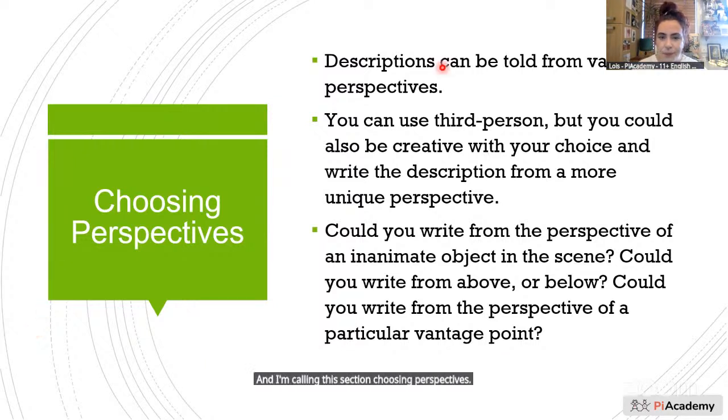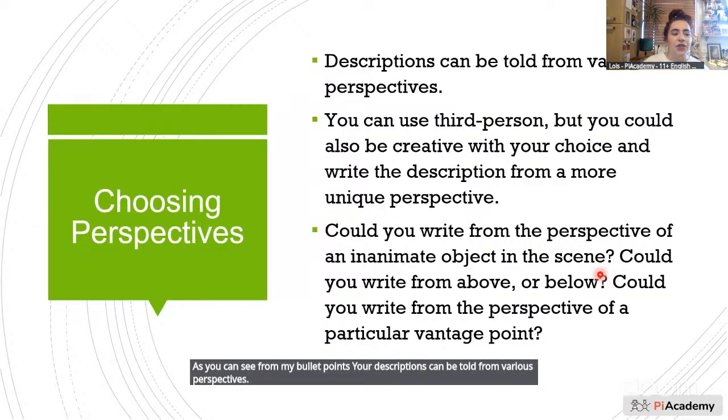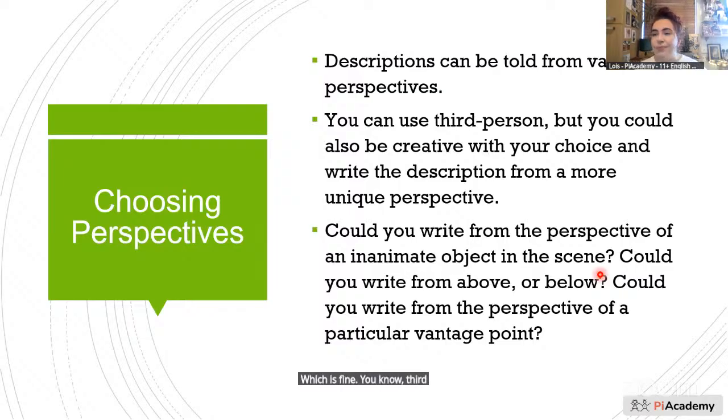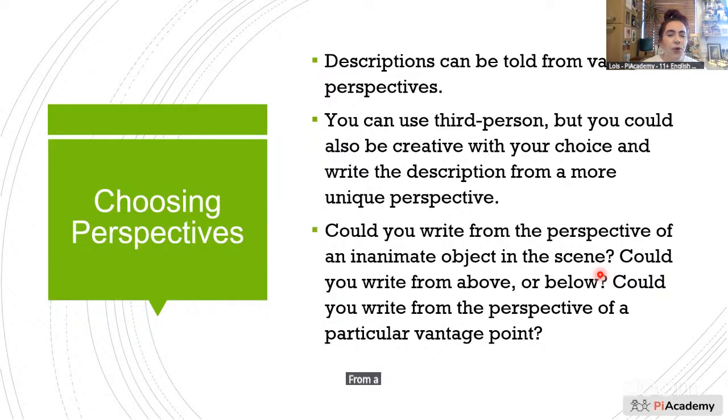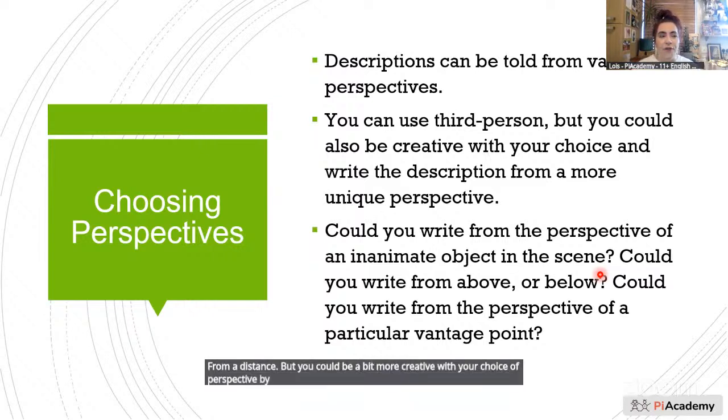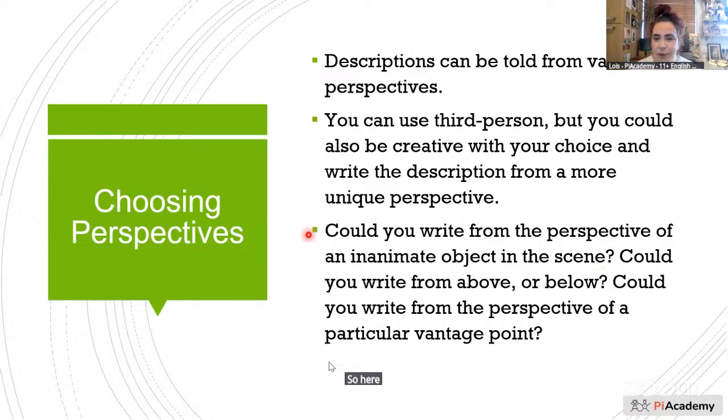So if I just move this out the way here. As you can see from my bullet points, your descriptions can be told from various perspectives. Now, typically you would tell a description from third person. That tends to be the standard way to do it, which is fine. Third person will always work because you're basically just looking at the scene from a distance. But you could be a bit more creative with your choice of perspective by writing the description from a more interesting vantage point. So here are some suggestions you can think about.